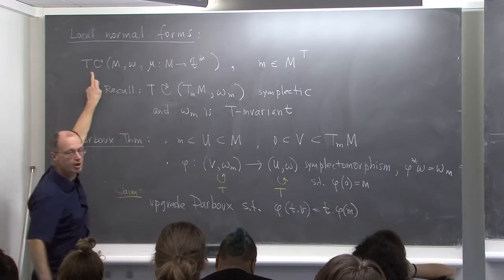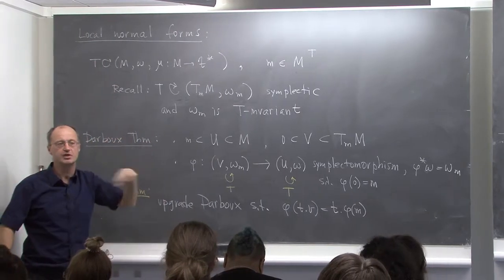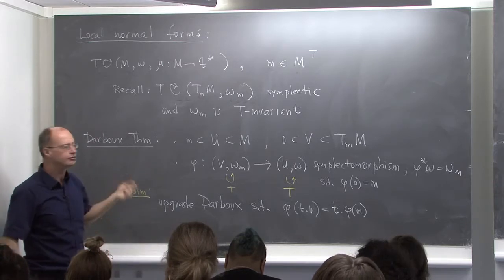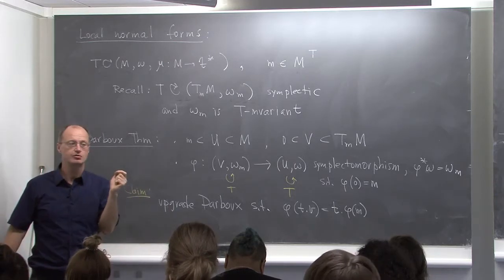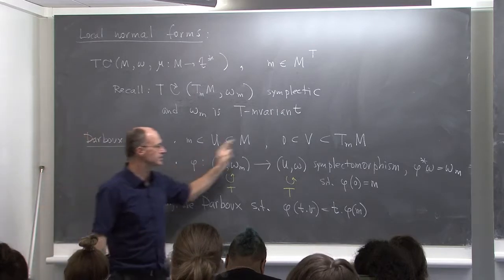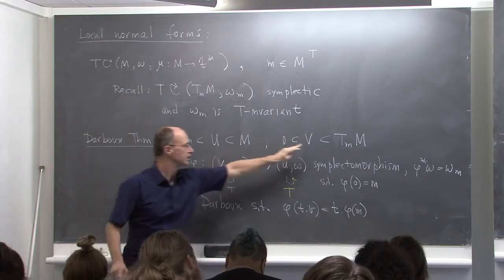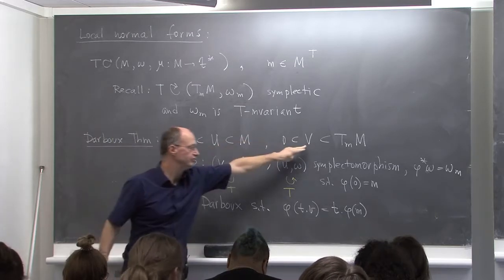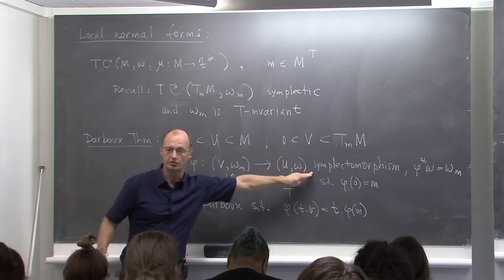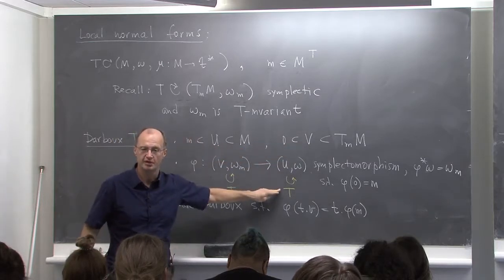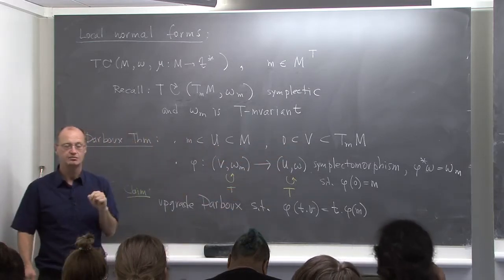And since T is compact, we can always choose a T-invariant metric. We can average Riemannian metrics. If we choose the metric to be invariant, we can start even before we do Moser, right? Moser corrects an identification between V and U to get a symplectomorphism. But we start with an identification which is already T-equivariant. After that, we do Moser.